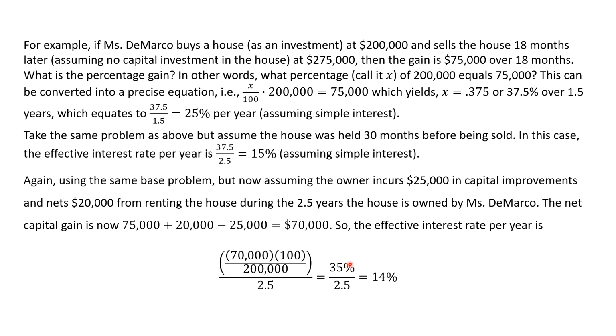So in that case, we would get 35 rather than 37.5 as we got here. And then we would divide by 2.5 and get 14%. So the yearly effective interest rate in this case here, given all these things happening, the house appreciating but spending money on capital improvements and getting some money back in terms of renting, the effective interest rate is less than in this case here.